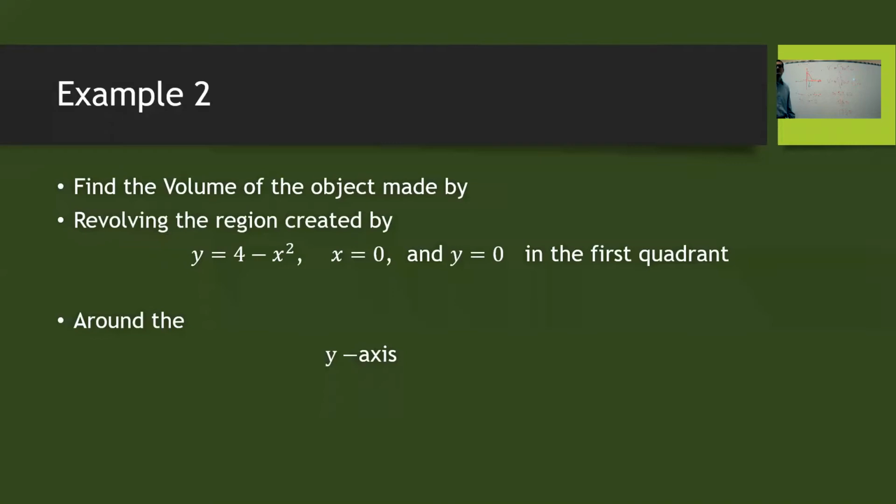All right, let's do another one. This time, instead of rotating the region around the x-axis, let's change it up and rotate this same region around the y-axis. Now, because we rotate it around a different axis, we are going to get a different answer as far as volume goes. We're not going to have the same volume because it's not going to be the same object, right?